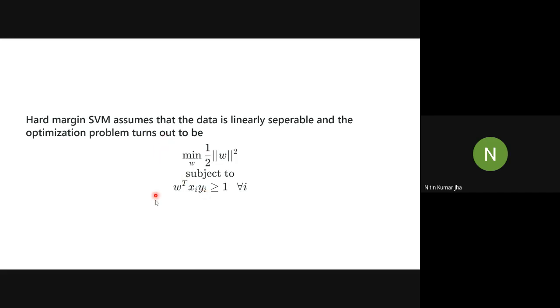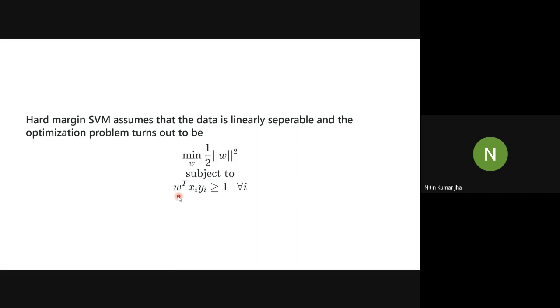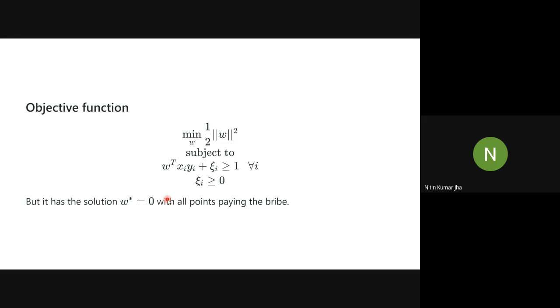So that is the formulation for hard margin SVM, but this formulation fails when an outlier comes into the picture, right? We assume that the structure is still linear, but the definition of linear separability is lost just because of some noise present in the data set. And there we cannot find such a W where this constraint is satisfied, just because of that noise. To tackle this problem, we add some bribe to the data points such that they come to the right side. So that leads us to the soft margin formulation, where we add positive bribes to data points to make sure that the noise or outliers come to the right side in the data set, right?